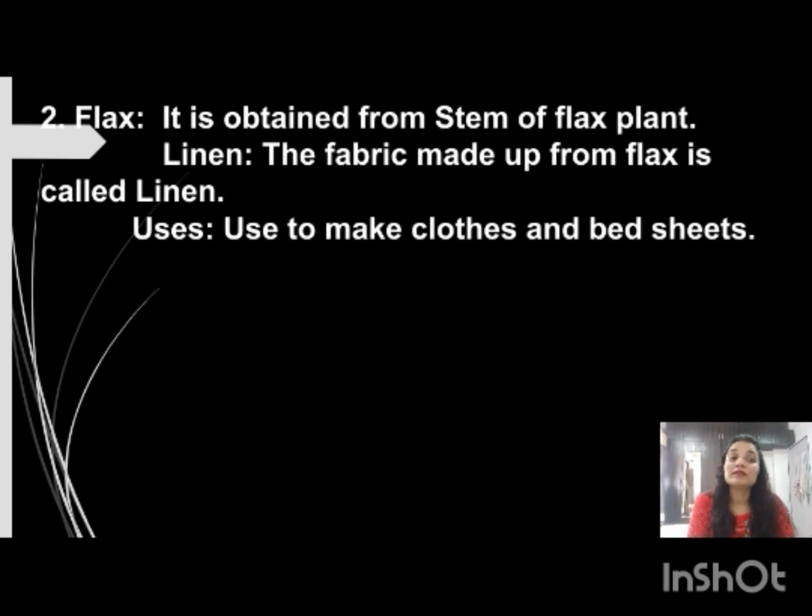Now here in the first, cotton, we have seen the fruit of the cotton plant, meaning the cotton ball is used. In the second, flax, the stem of the flax plant is used. Now the uses of the linen fabric: it is used to make clothes and bed sheets.